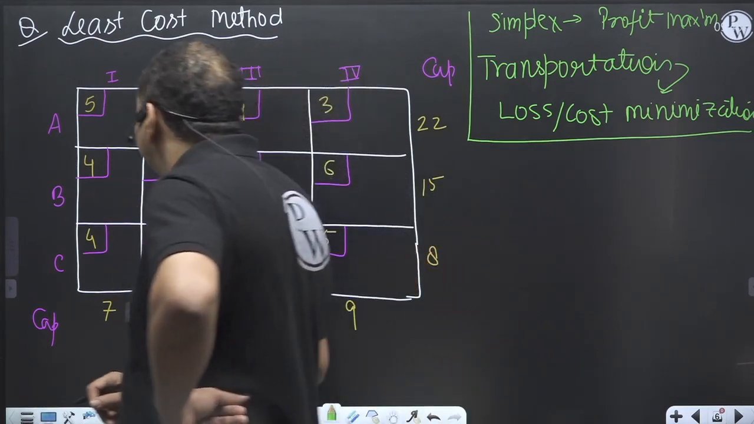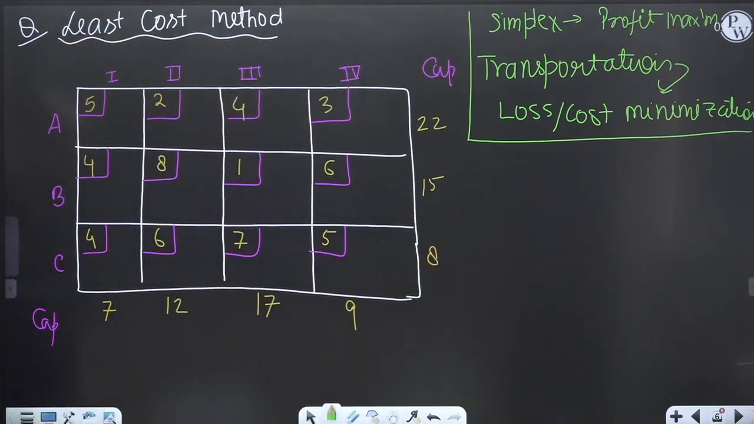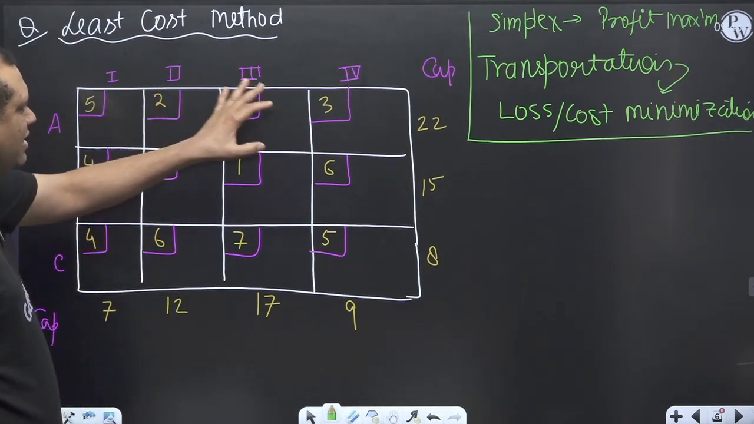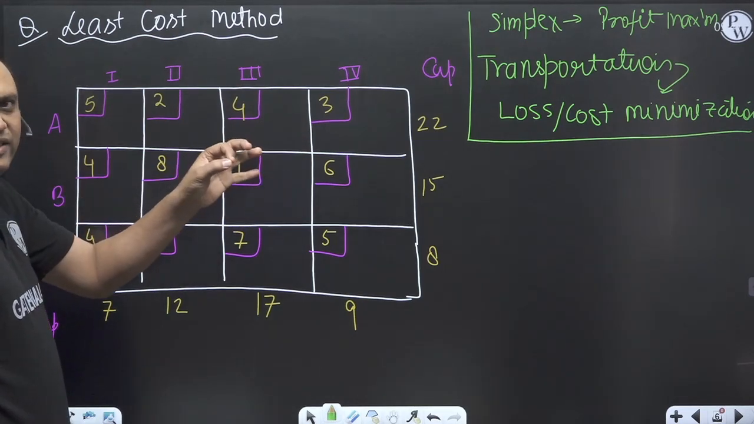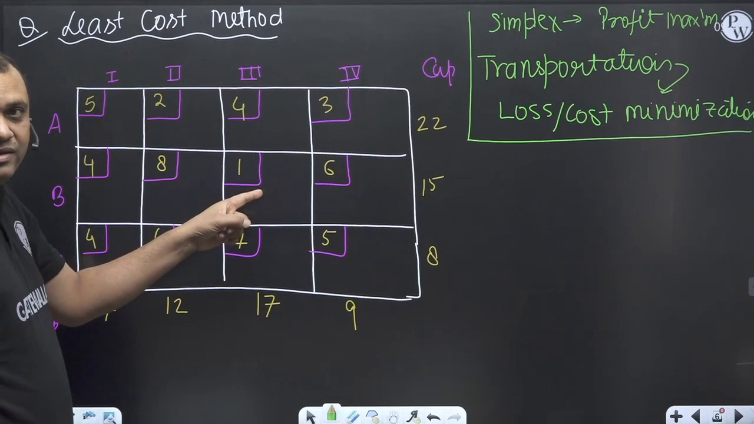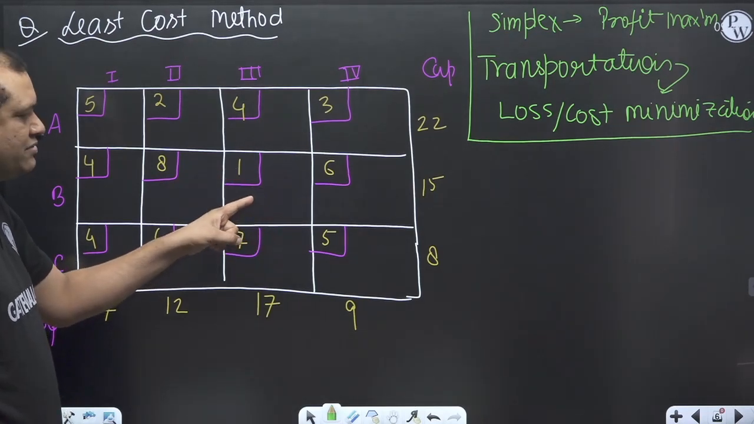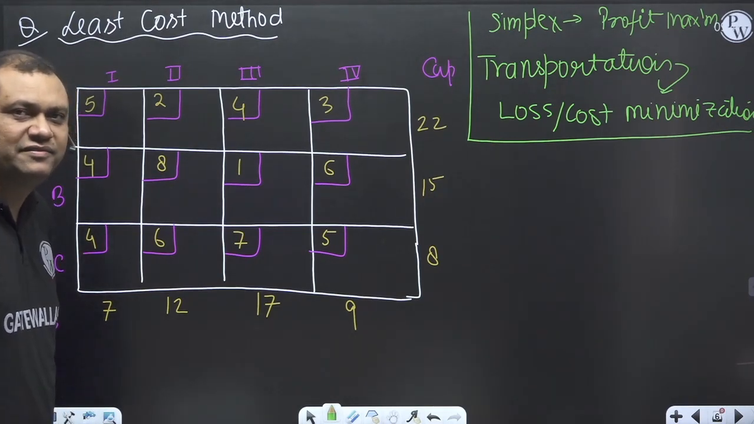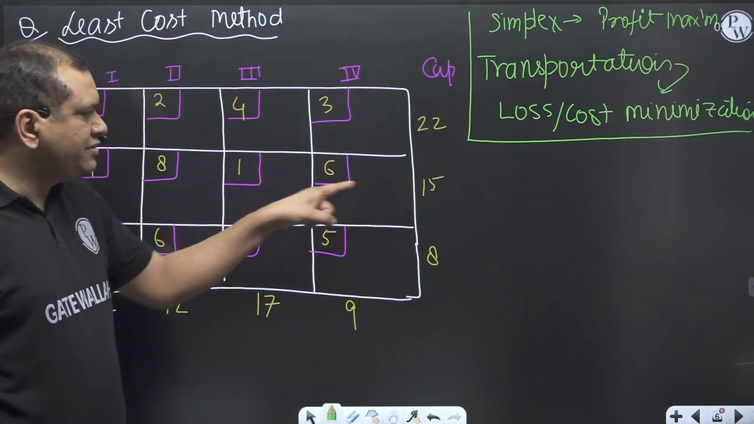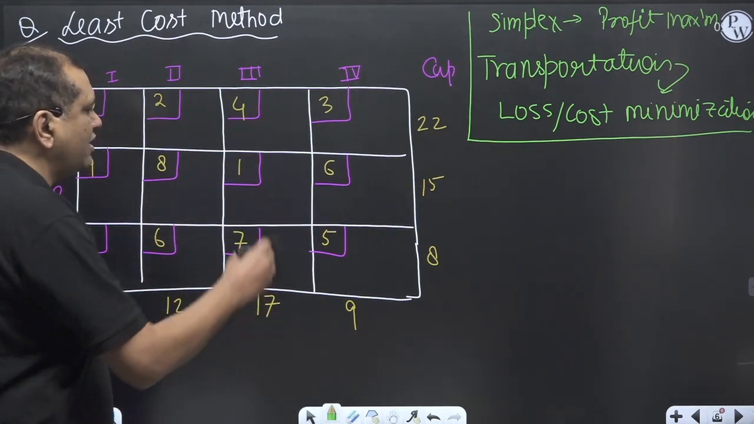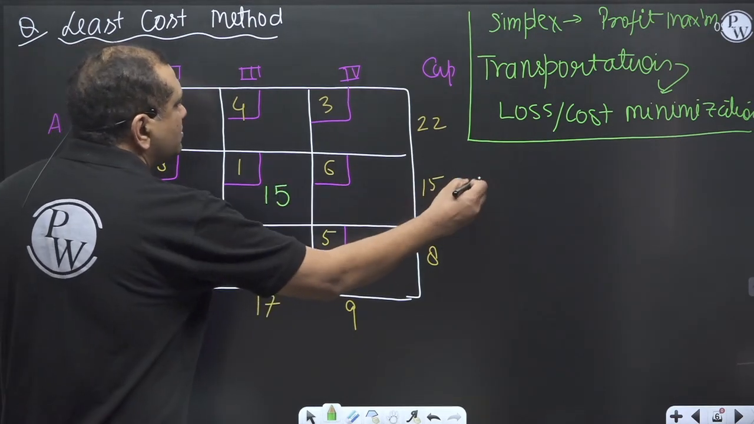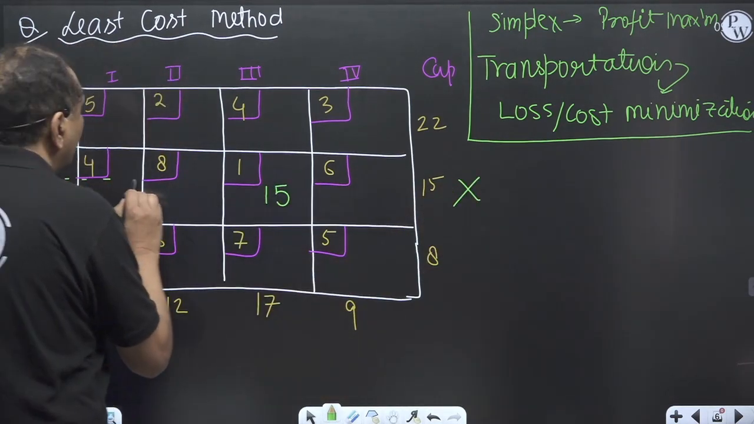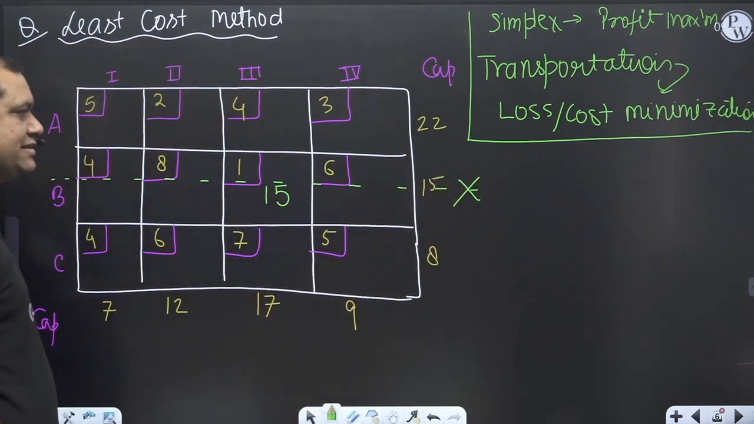So now the second method is the least cost method. What we do here: select the least cost cell in the matrix, that is 1. Allocate as much as you can. Row capacity is 15, column capacity is 17, so I can allocate only 15. So row capacities are full. Okay.